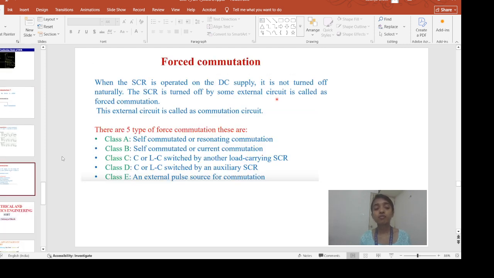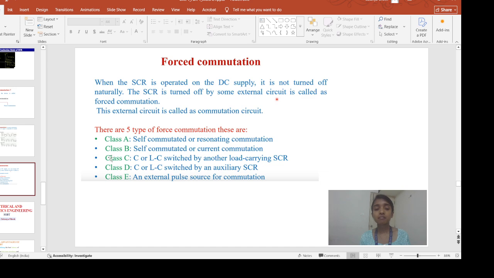Next, another type of commutation is forced commutation. Forced commutation means in this case we need to apply a DC voltage as the input, and we can't turn it off naturally. So we need to take the help of some external circuit to turn it off. This type of commutation is called forced commutation. Forced commutation is also classified into 5 types: class A, class B, class C, class D and class E.